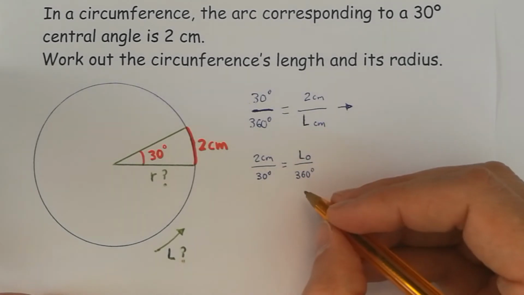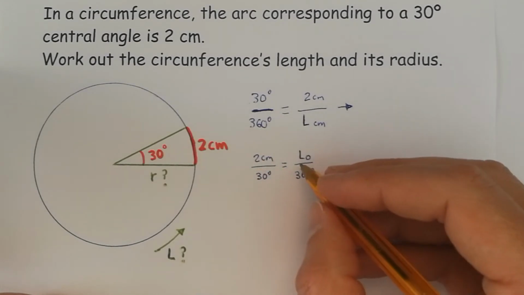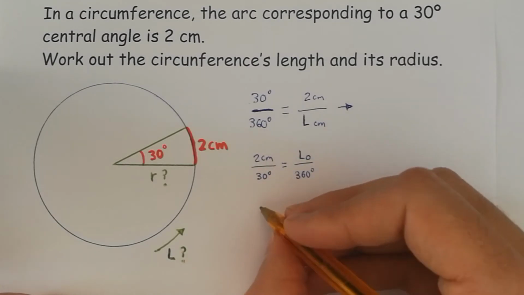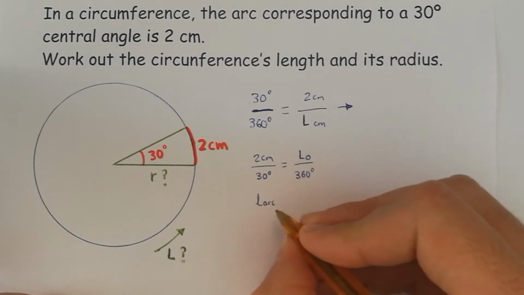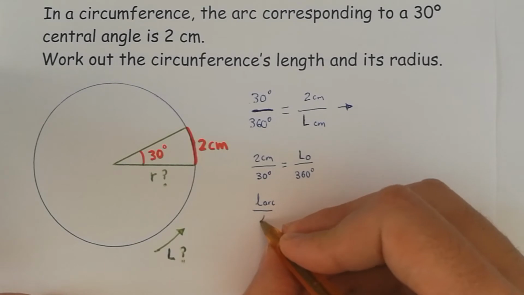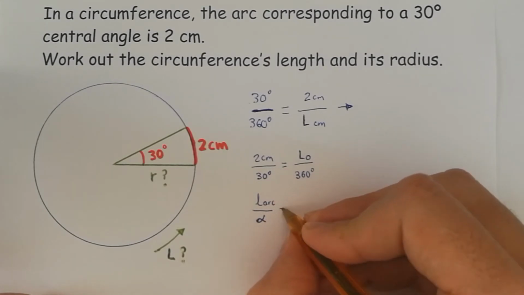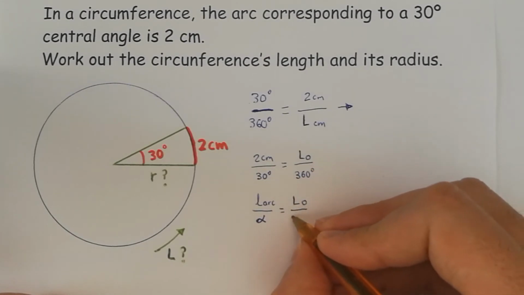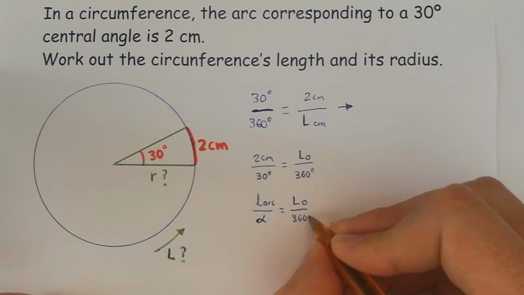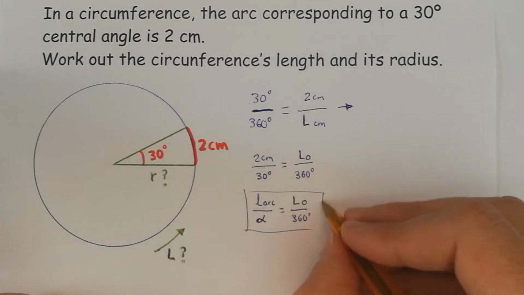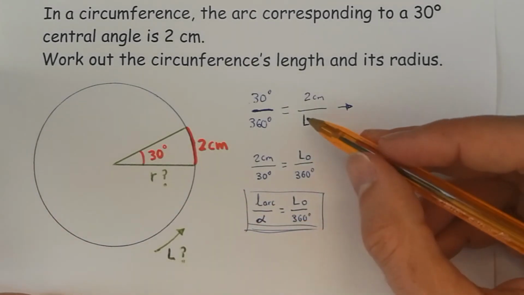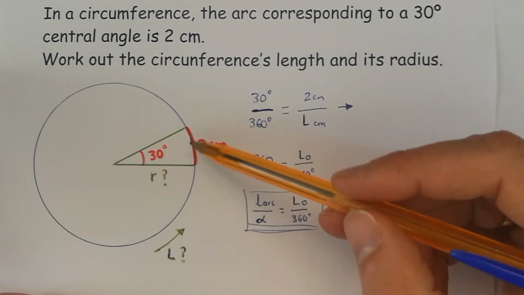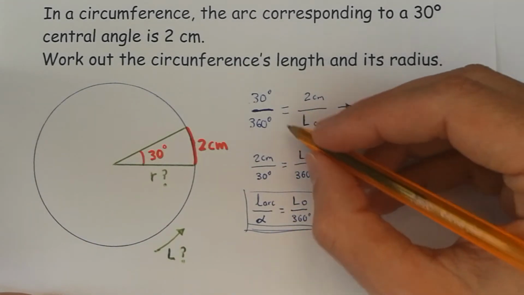We have several combinations. In fact, if we want to write this proportion as a formula, we have to write this length as the length of the arc. The angle, we can say alpha, and it's the same as the length of the circumference over 360. We can use this other proportion for any problem using angles and lengths in the circumference. So let's work it out.